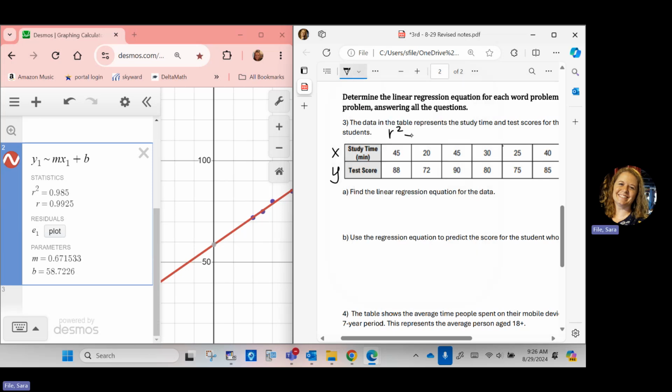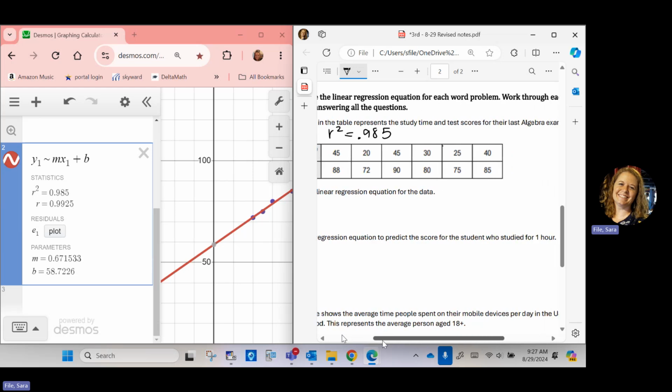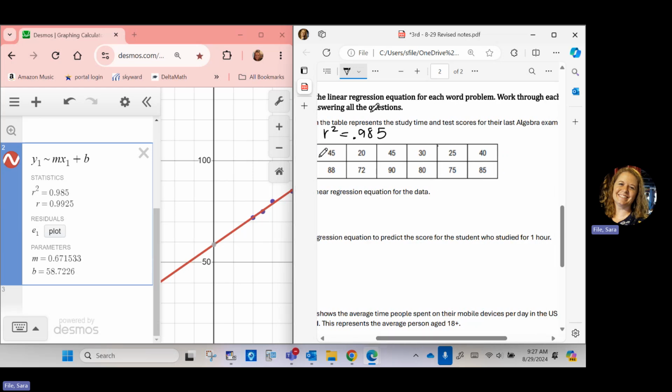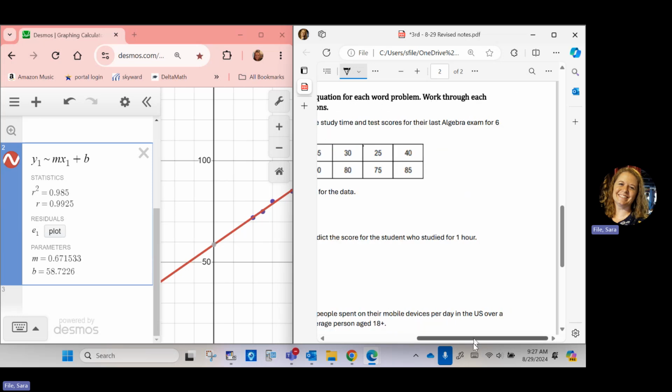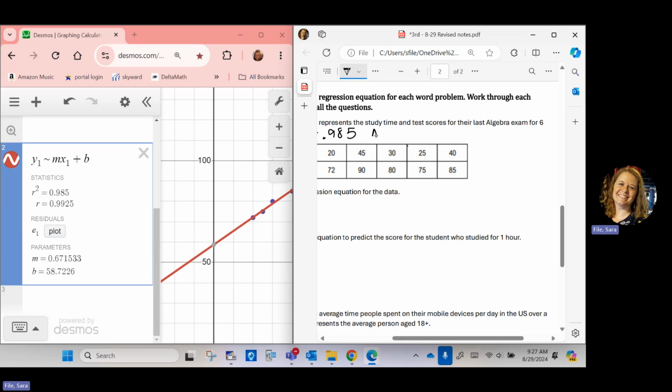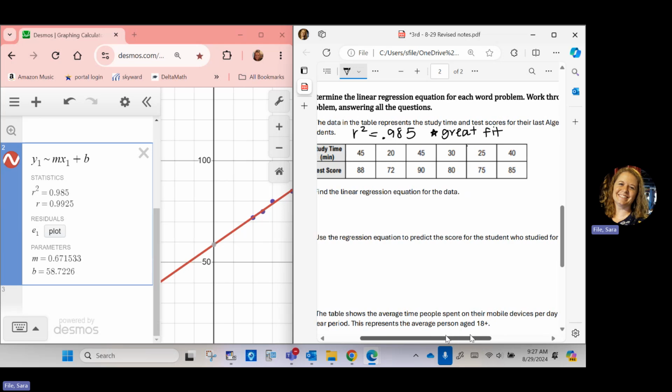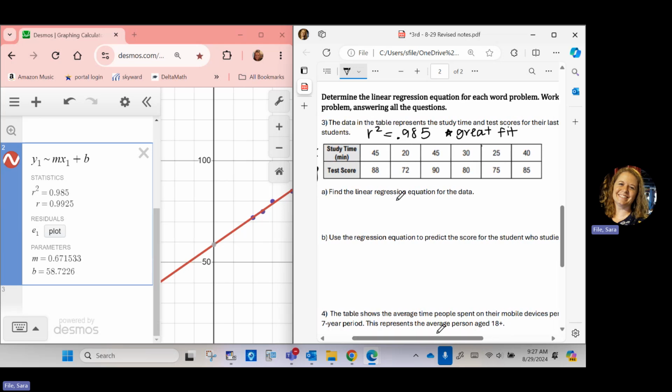Yeah, this r squared is 0.985. That's pretty close to 1, isn't it? So this is a good, strong correlation. Our coefficient of determination has determined that this is going to be a good fit. If you want to make a side note, this is a good fit based on that R squared, or really a great fit for the data. So that means the predictions will probably be pretty accurate using the equation.